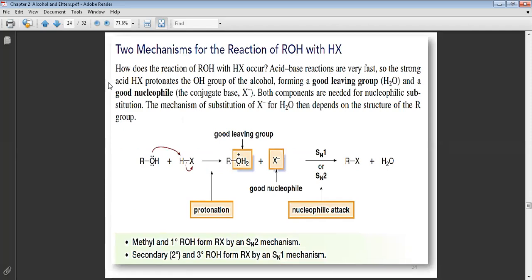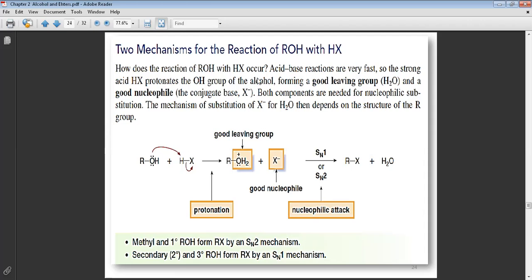So the strong acid protonates the OH group of the alcohol, forming a good leaving group, we know that. And a good nucleophile, the conjugate base of HX. That means this strong acid gives a proton to this base. This process is a protonation. Protonate the OH group means give a proton to the OH group.